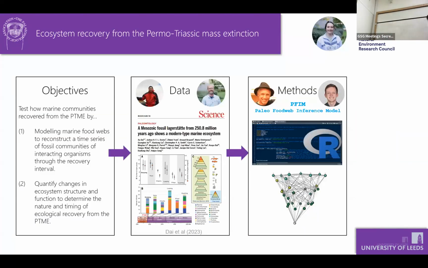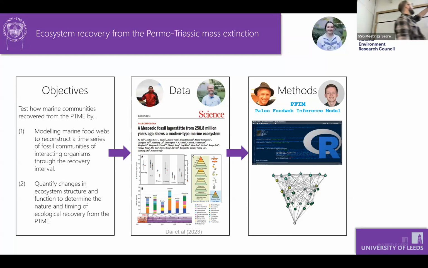So what do we want to do? We want to test how marine communities recovered from this extinction event by modeling our food webs through a time series through the Triassic, and then quantify those changes in ecosystem structure and function to look at how that ecological recovery played out. So for the data set, we're working with Haijun Song, who was one of the co-authors on this paper that suggests recovery was fast, and they've got these snapshots of exceptionally preserved communities that they use, all from South China. And they range from just after the extinction event all the way up into the late Triassic.